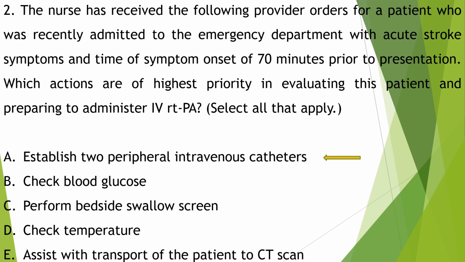Then hypoglycemia can mimic stroke signs and symptoms. So we need to obtain a bedside fingerstick glucose, which is very useful in ruling out hypoglycemia as a cause of symptoms. So you need to check blood glucose. A CT scan must be rapidly obtained to rule out the presence of intracerebral hemorrhage as the cause of stroke signs and symptoms. So the patient should be shifted for a CT scan also.